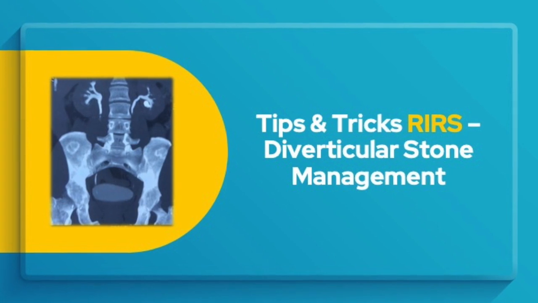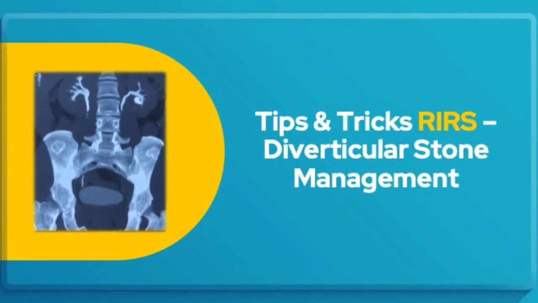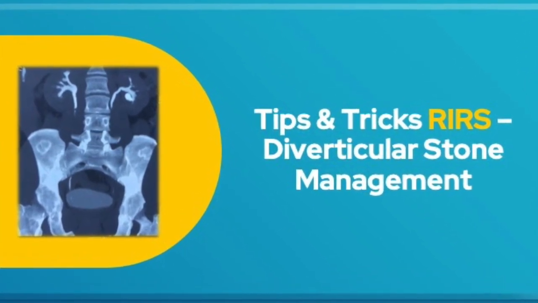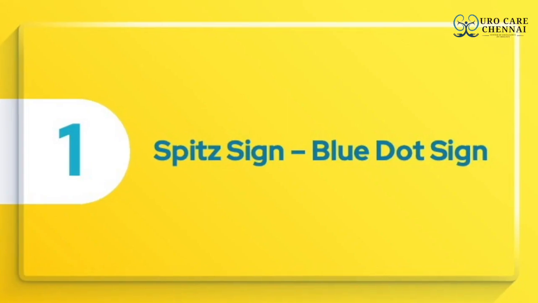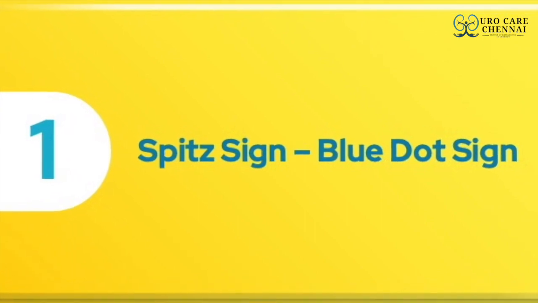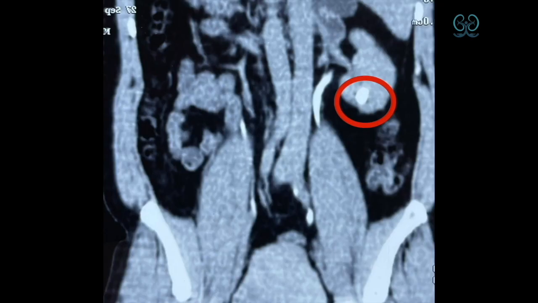Hello everyone, tips and tricks of RIRS in diverticular stone management. Caliceal diverticula are non-secreting urothelium-lined cavities. First case is a 1.5 cm lower caliceal stone which can be seen on this contrast enhanced CT scan.